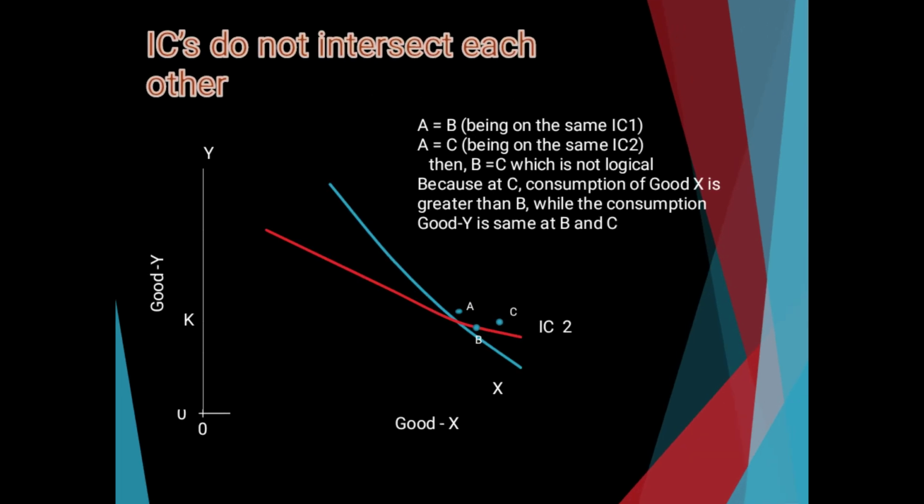The third property is that indifference curves do not intersect each other. Why do indifference curves not intersect or cut each other? This is because if they cut each other, the result will be a paradox, that is, a contradiction. So that's why no two indifference curves intersect each other.